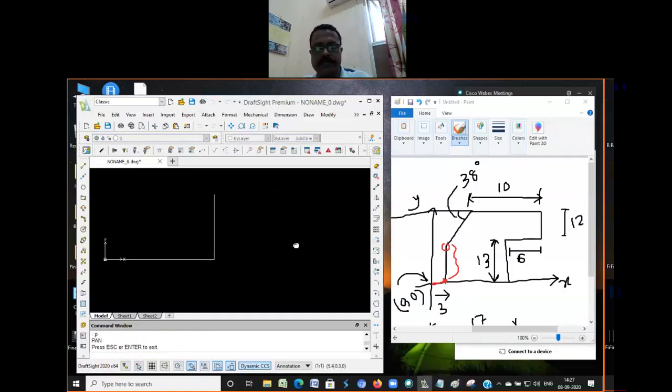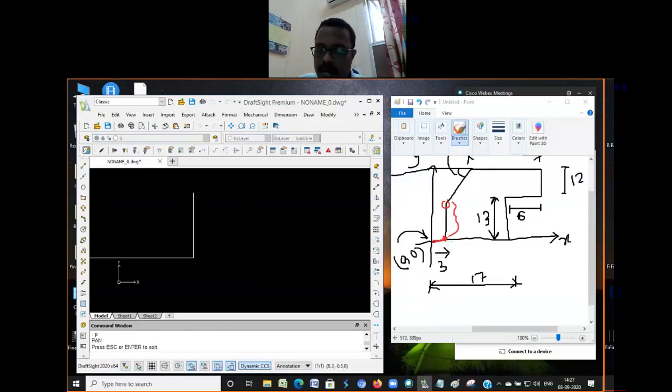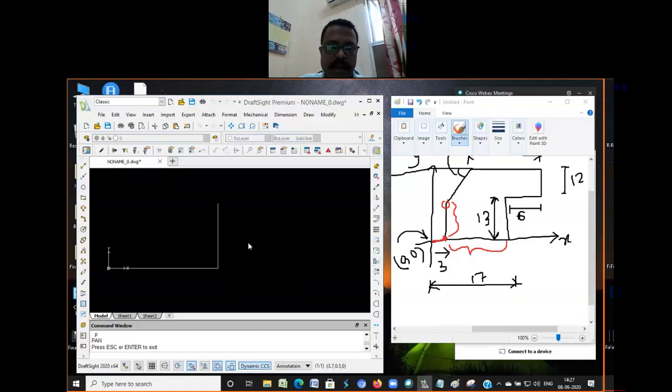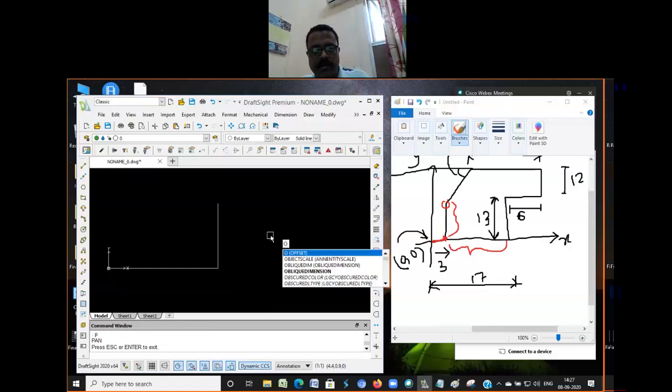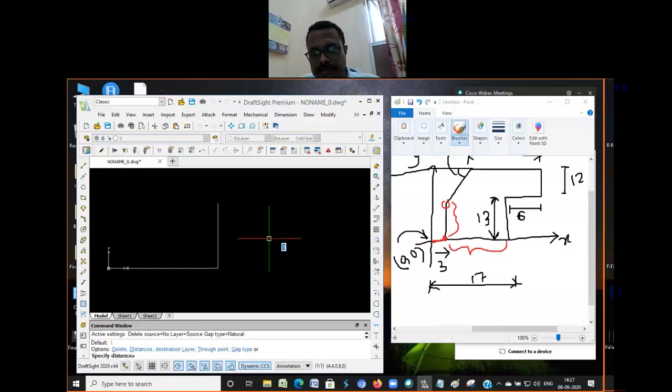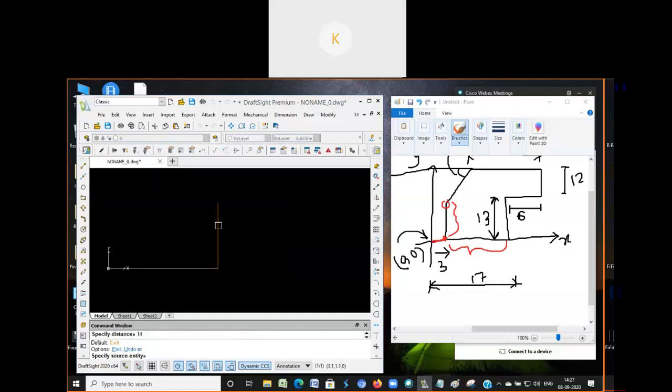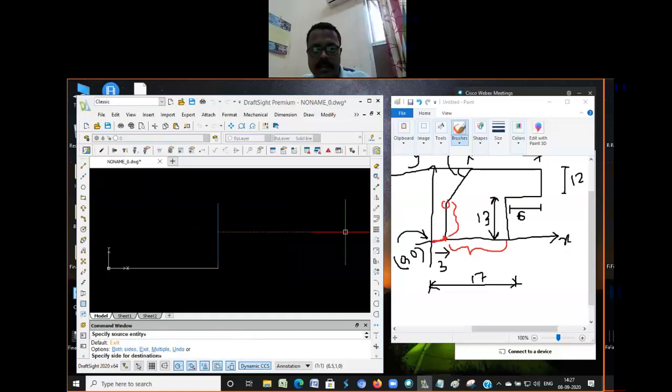This one. Then it says from this line up to here, how much will it be? The whole thing is 17. Up to here, this is 3. 14. Yes. So in order to draw this line, I can simply do one thing. I can offset. How much should I offset? 14. Very good. So 14 millimeter, I will offset this line in this direction.